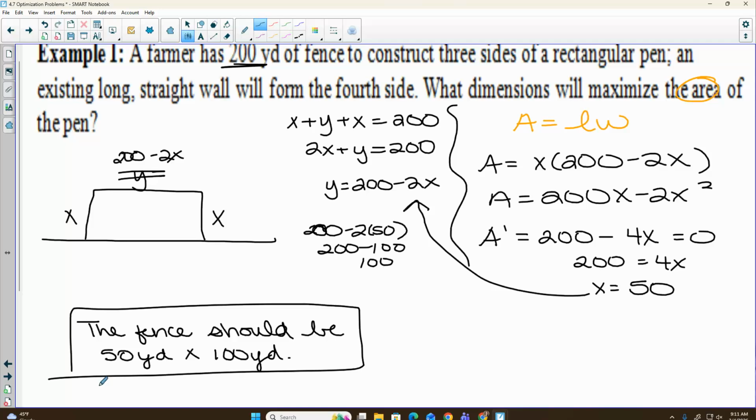This is a problem that we would have done last year in pre-calc or college algebra. We just would have said it's a parabola, so finding the vertex of it. So same type of problem, just a different strategy for solving it.